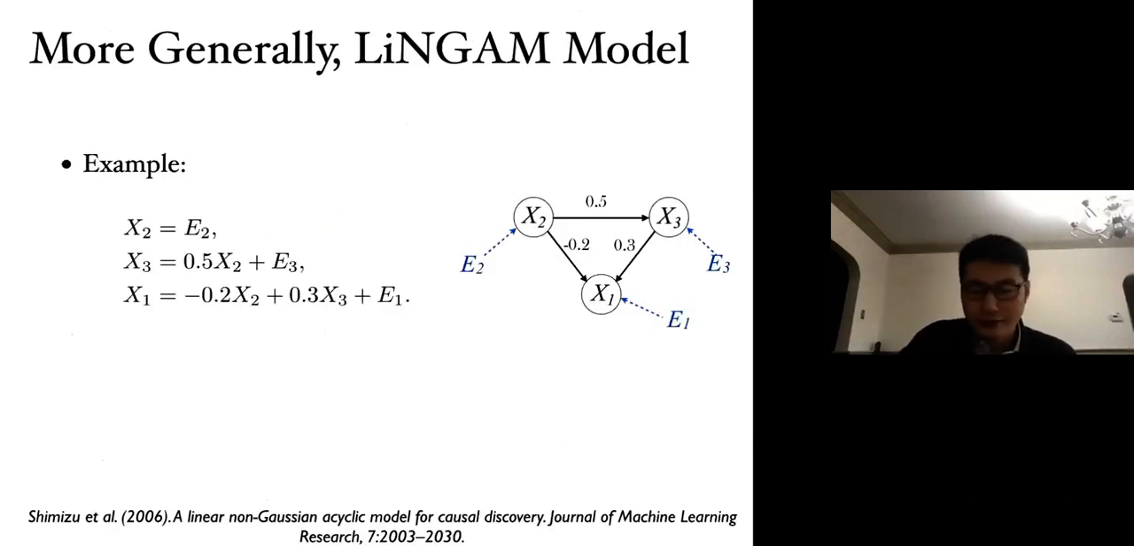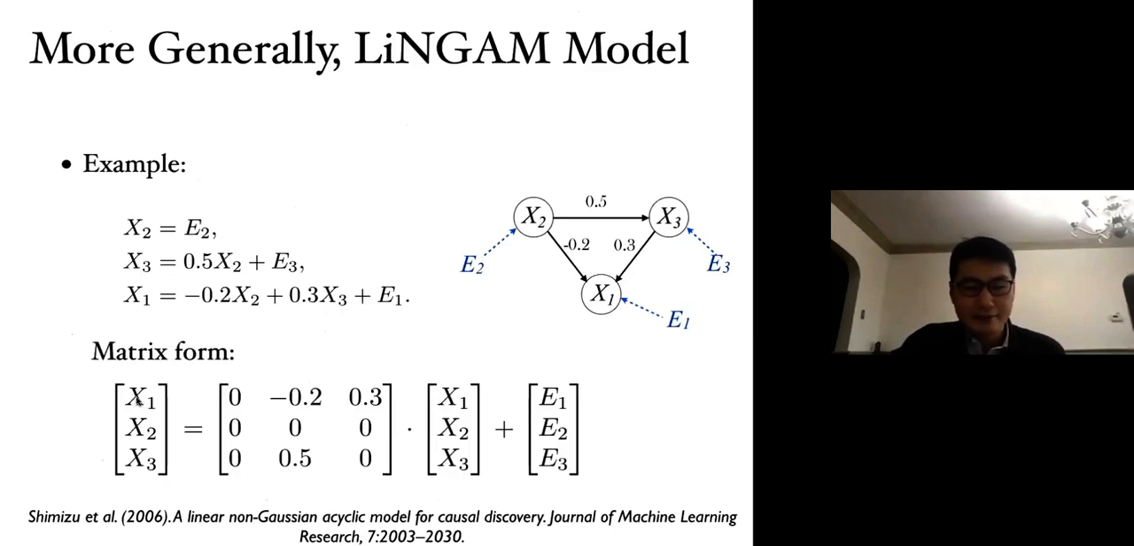So you can see a lot of examples. More generally, we have the linear non-Gaussian acyclic causal model. You can just write down a set of equations, structural equation models, or equivalently, you can have a graphical representation with the parameters. And in matrix form, x, the vector of observed random variables, is a linear transformation of itself plus some independent noise.